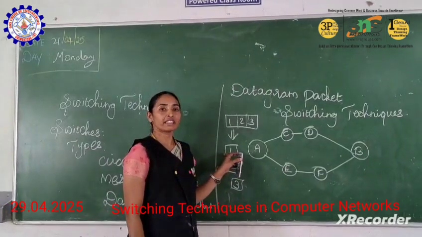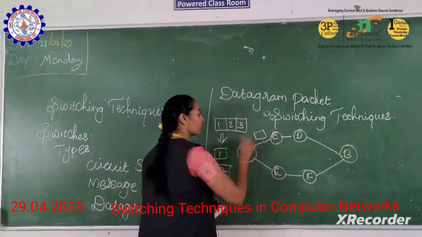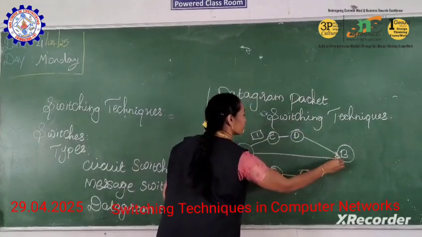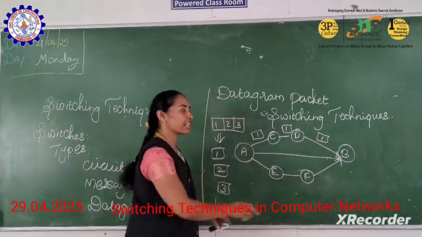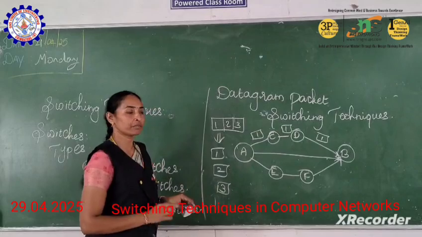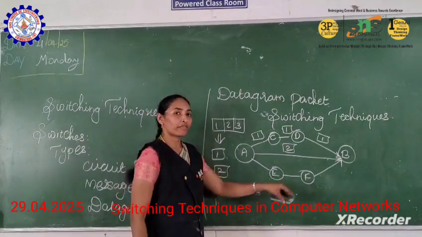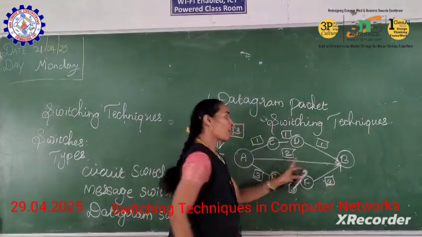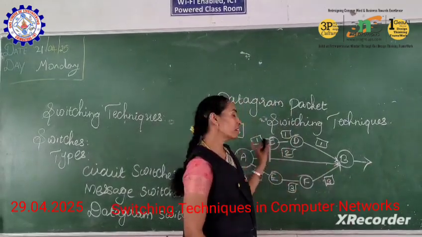Then each and every packet will choose a different path to reach the destination. Here the first packet will choose the path A to C and C to D, and finally reaches the destination B. And the second packet will choose the path from A to B directly without any intermediate nodes. Then the third packet will choose the path with E and F as the intermediate nodes. Finally, all the 3 packets reach the destination. Then the destination will combine all the packets in the order in which A sent them.